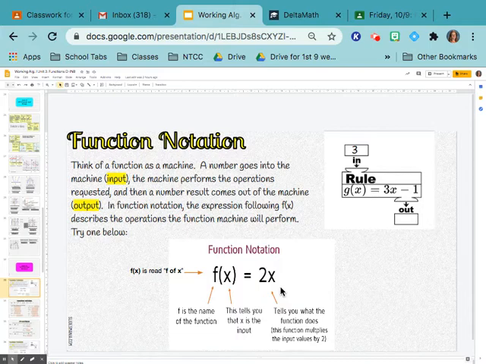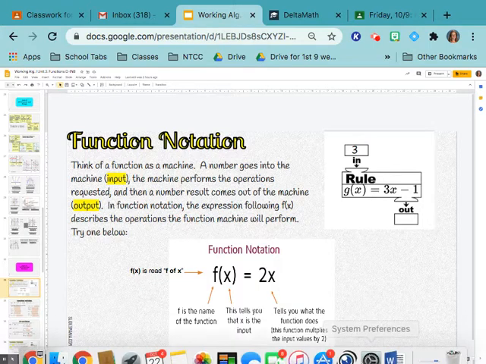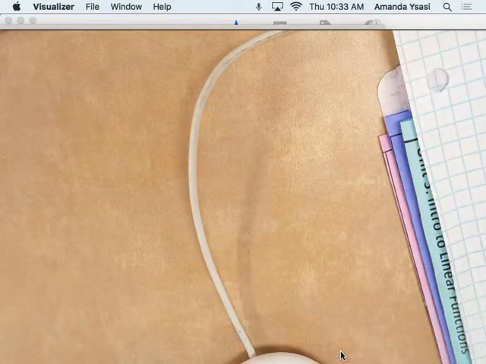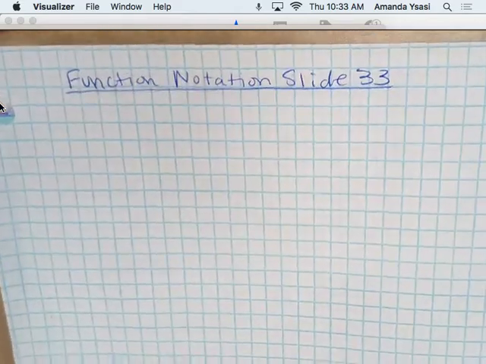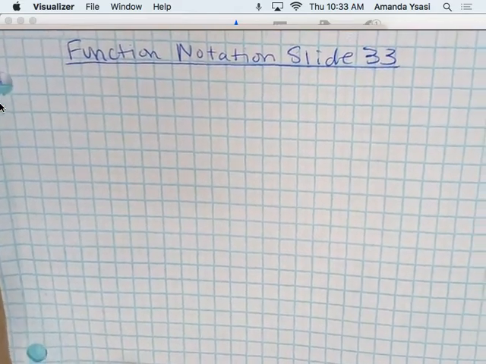So in your composition book, we are going to write some things and work out some functions. So open up your composition book and label the next page. Function notation, slide 33.